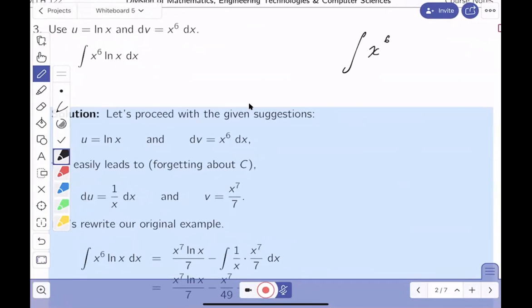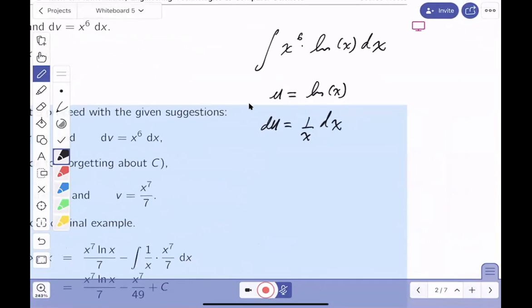You get x to the 6th power times the natural log of x dx. So what do you get? They say use u to be the natural log of x. What does that mean? du would equal 1 over x dx. And then they say dv, I'll write this down for you, they're telling me is x to the 6 dx.